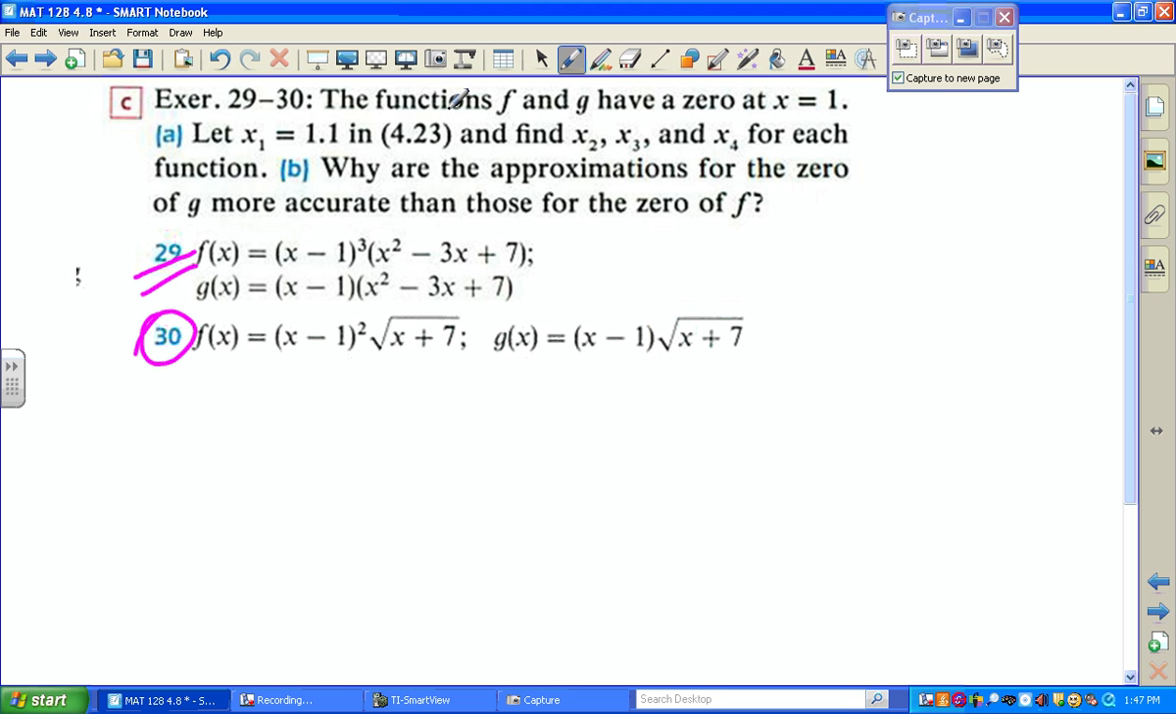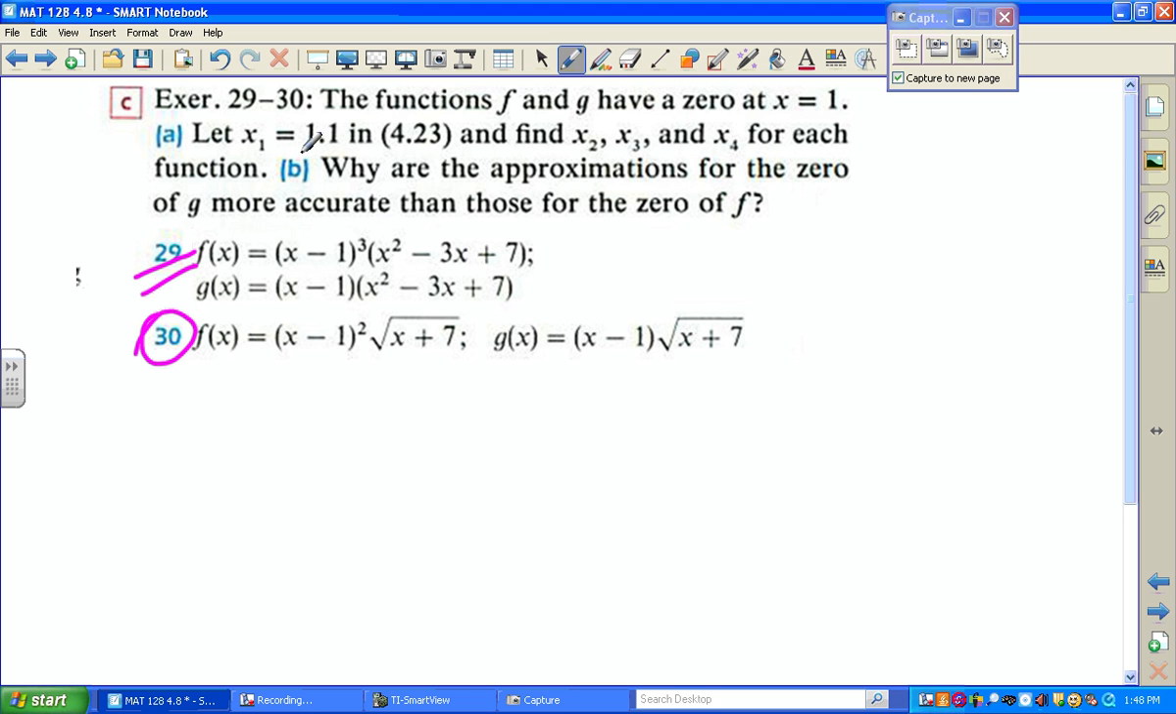Ready? The functions f and g have a 0 at x equals 1. That's interesting. Let x sub 1 equal 1.1 and find the iterations for each function. Why are the approximations from 0 of g more accurate than those from 0 of f? Any idea? Yes, Suzanne? And it's undefined. Right, that's showing that it doesn't work.